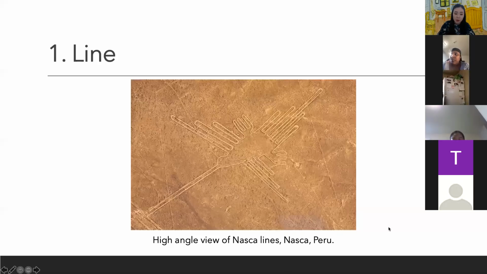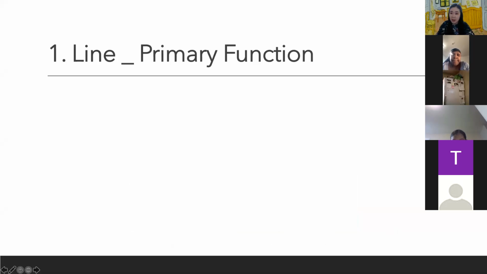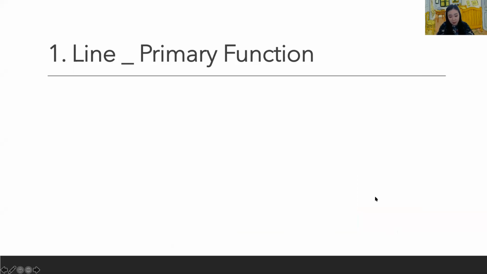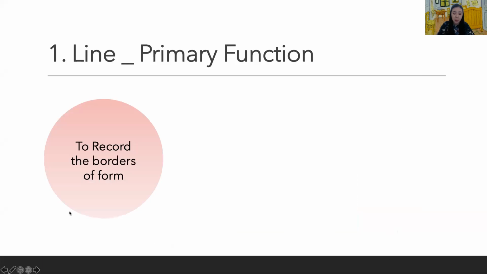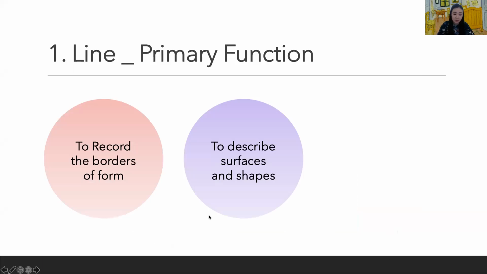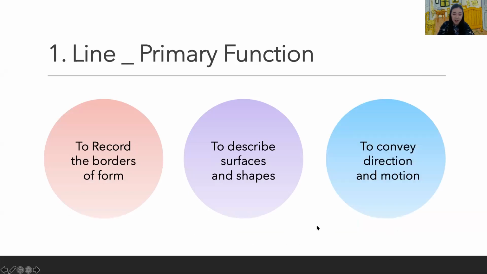Okay, so the first visual element we are going to see is line. A line is a path traced by a moving point. So there are three primary functions of line in art. The first function is to record the borders of form. The second is to describe surfaces and shapes. And the third is to convey direction and motion. So let's see how it works.